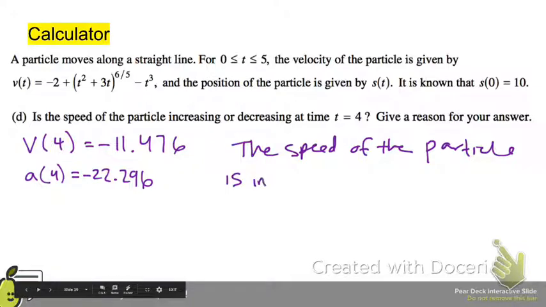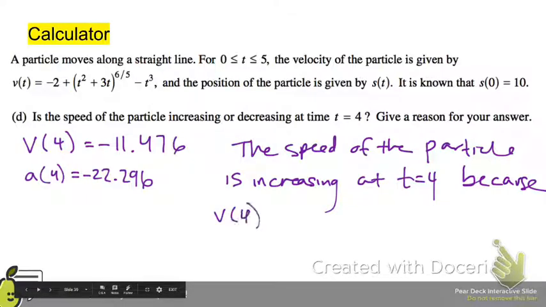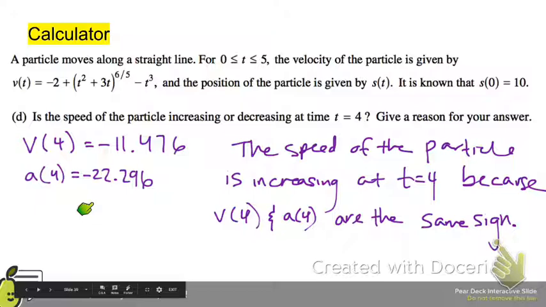is increasing at t equals 4 because velocity at 4 and acceleration at 4 are the same sign. Bada bing, bada boom. This is the easiest one to justify in my opinion. We showed our work to show that they're the same sign.